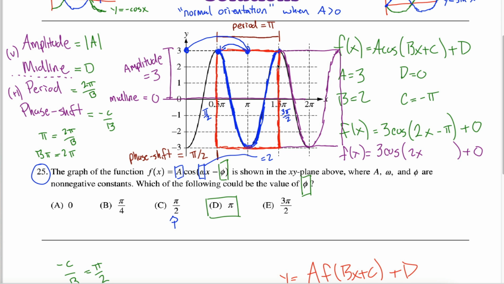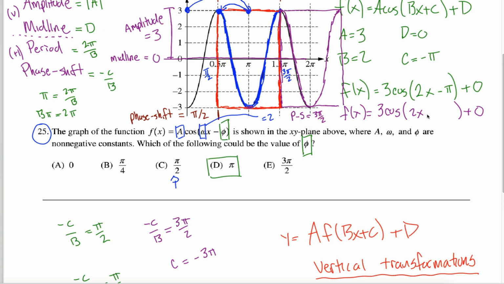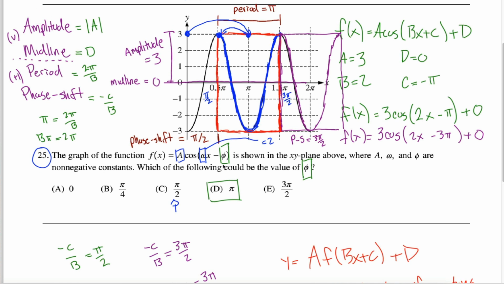Why? Because if my box starts over here, then the phase shift is no longer pi over 2. The phase shift is now 3 pi over 2. So down here where I'm solving for c, instead of saying negative c over b equals pi over 2, I would have said negative c over b equals 3 pi over 2. And if I did all that, I would have figured out that c is equal to negative 3 pi. The graph of f of x equals 3 cosine of 2x minus 3 pi plus 0 is this exact same graph that you see pictured here. The only difference is we chose a different phase shift because we're focusing on a different entire revolution.